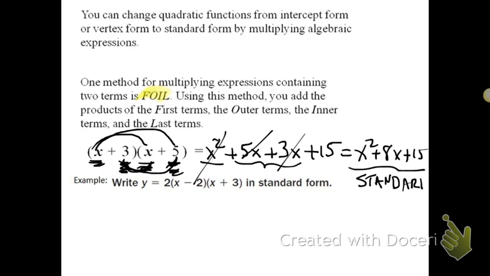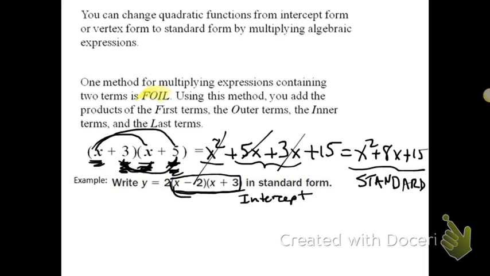Standard form. Let's do one more example before we try a different one. Let's write this guy in standard form. By the way, you should note that this form is intercept form, and we're going to try to convert it into standard form. Before I do anything else, I always like to multiply together the two binomials by FOILing first, and then I'll take care of that 2 lastly.